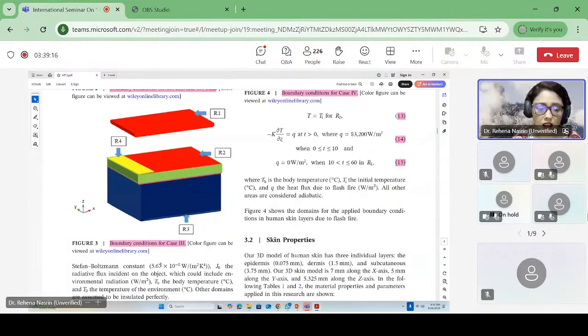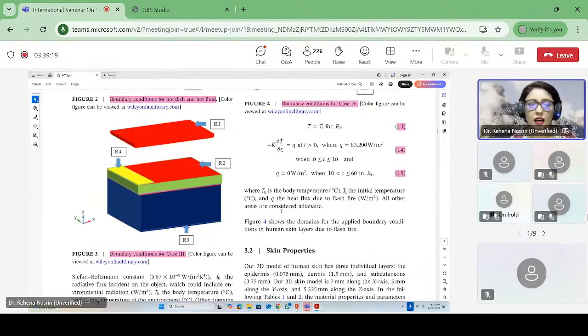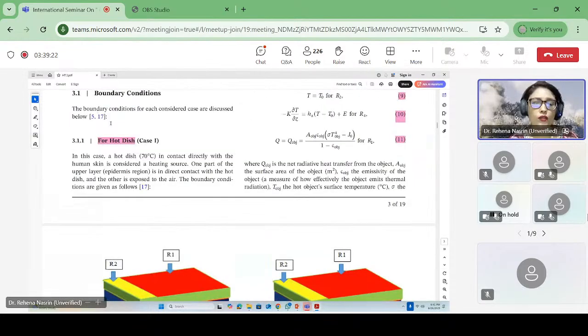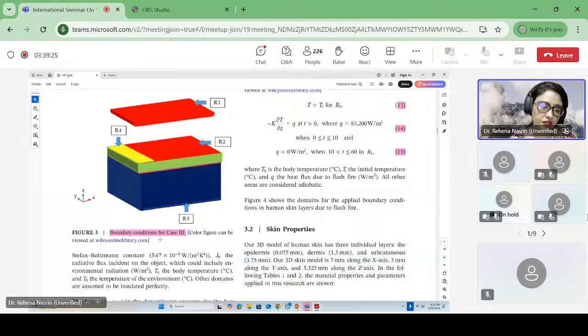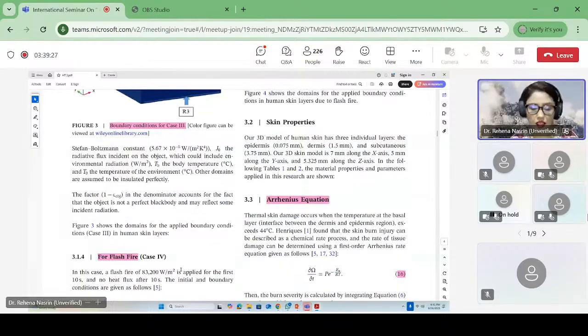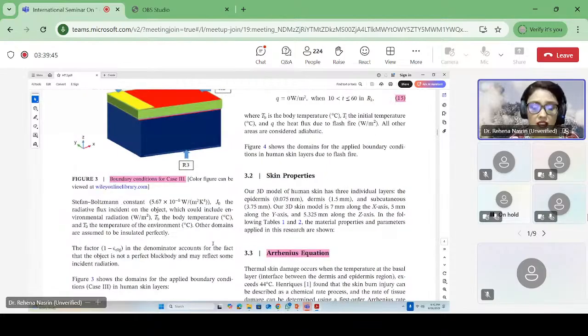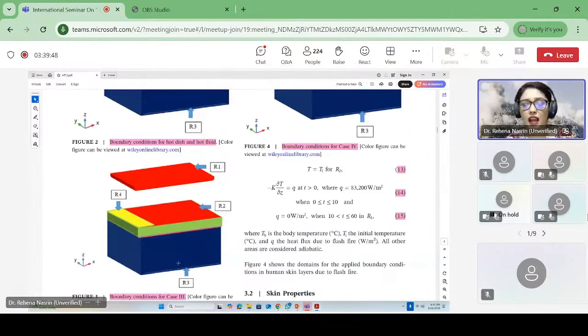And the last one is flash fire. Sometimes in the chemical industry or anywhere, a flash fire can happen for a few seconds. A flash fire can happen for only 5 seconds, 6, 7, 8 seconds, not for much more time. But within those few seconds, a great amount, a bulk amount of the skin of our human body can be damaged.